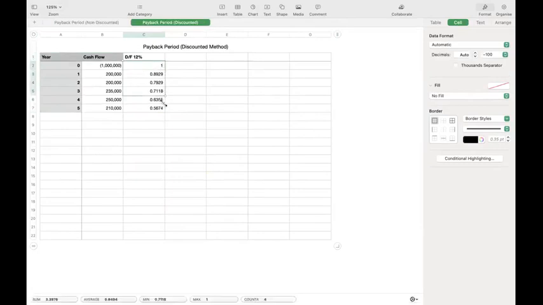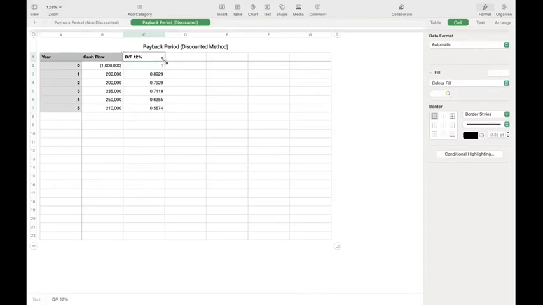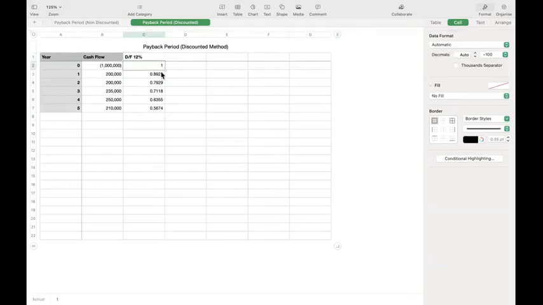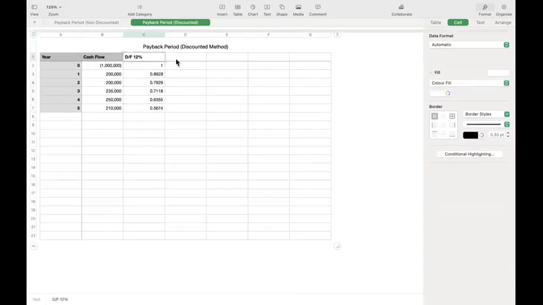And this information, I've taken this from the PV table that I've already shown in a previous lesson. So I've selected the discounting factor 12% column, and I've taken the discounting factors for each year from the PV table. So this is the discounting factor 12%.